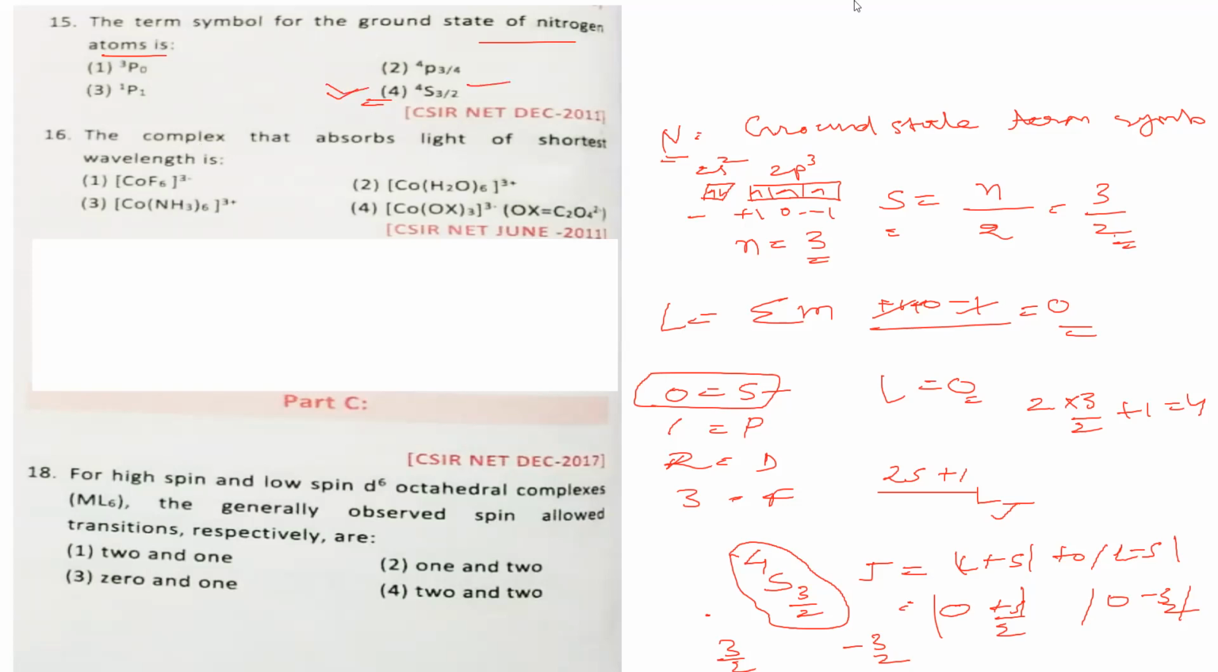Come to the next question, which says that the complex that absorbs light of shortest wavelength is. It was asked in CSIR 2011. So we have to find out the complex which absorbs the shortest wavelength, and we know that short wavelength means high energy, because wavelength is inversely proportional to energy. So high energy is absorbed by a strong field ligand.